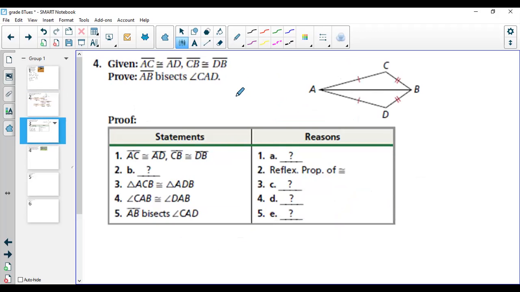Okay, let's move to this. Here you have to just again fill in the properties. So AC is congruent to AD, CB is congruent to DB. It's given.